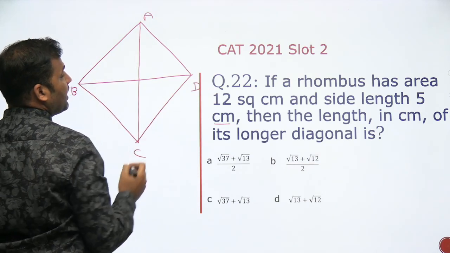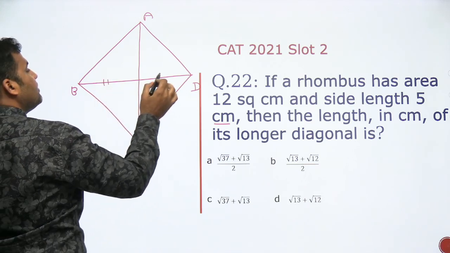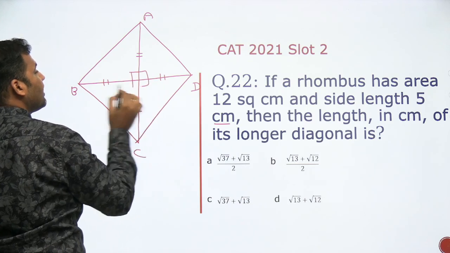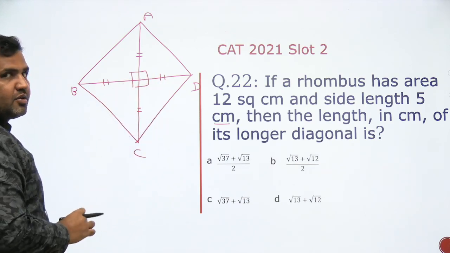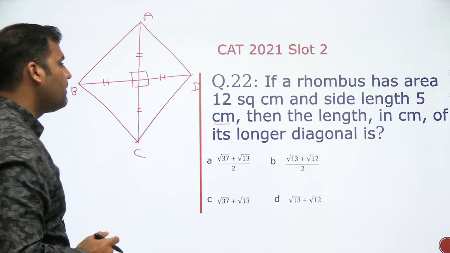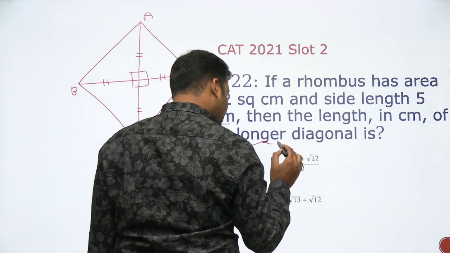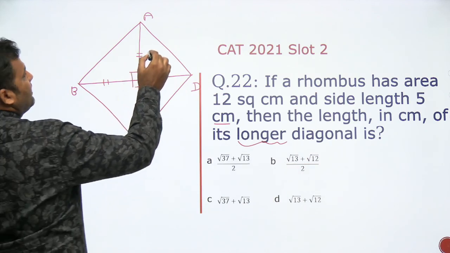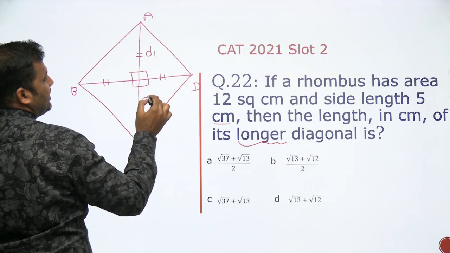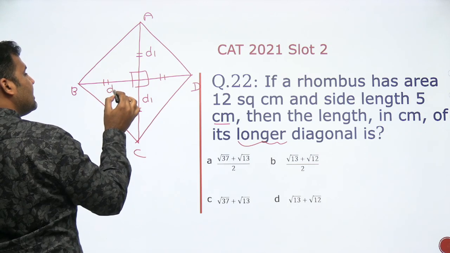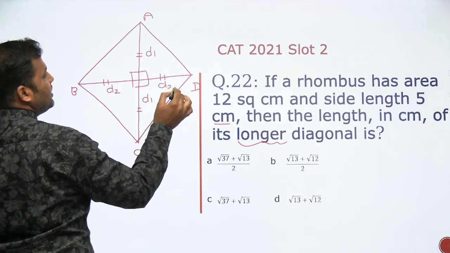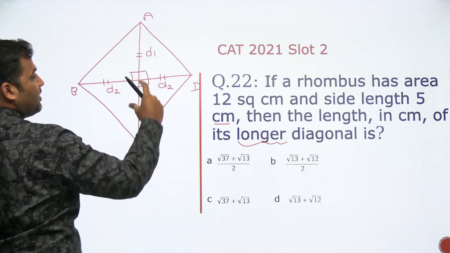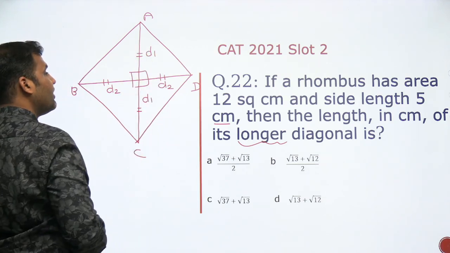ABCD is a rhombus. Now, a rhombus has two diagonals, and both of these diagonals bisect each other perpendicularly. Diagonal 1 and diagonal 2 bisect each other perpendicularly. We are supposed to find out the length of the longer diagonal. Okay. Now, let's say that this length is D1, then this length will also be D1. Now, let's say this length is D2, then this length will also be D2. Right? Why are both of these diagonal lengths the same? Because diagonals bisect each other perpendicularly.